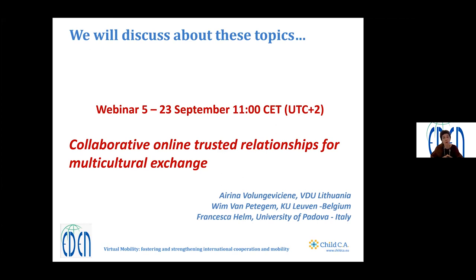In webinar number 5, we will discuss these topics: how to create initiatives of virtual mobility, how to realize them, how to look at them from a theoretical aspect, how to foster events of intercultural richness, and how to present best practices that happened in the past. So the title of the webinar, to be held on 23 September at the same time as the others, will be, and each word here has a precise meaning, collaborative, online, trusted relationship. So we are talking about relations between people, teachers, students and institutions. So collaborative, online, trusted, because there is an agreement, trusted relationship for multicultural exchange.